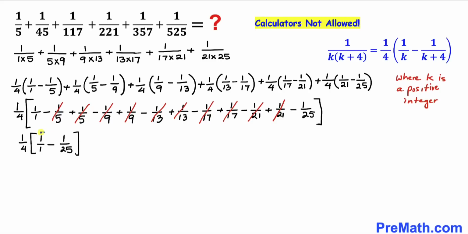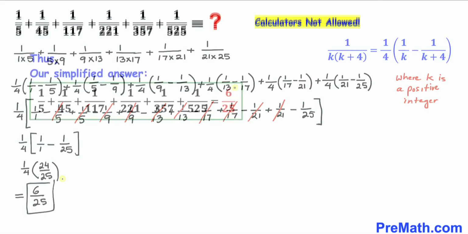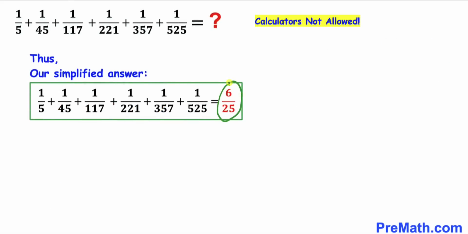And now let's focus on this part inside this bracket. And here I have copied it down. Now we can see this could be simplified to 24 divided by 25. So therefore, we can write this as 1 divided by 4 times 24 divided by 25. And this could be reduced to 6 divided by 25. And here's our simplified answer.